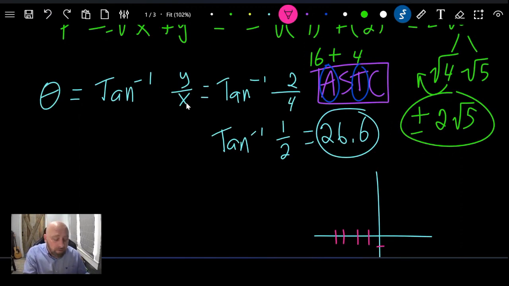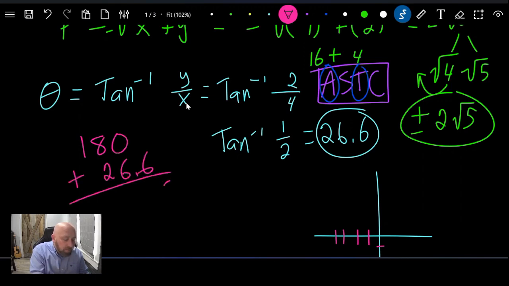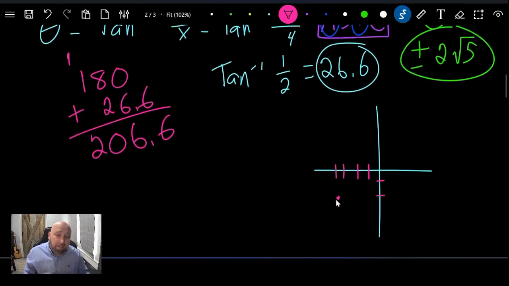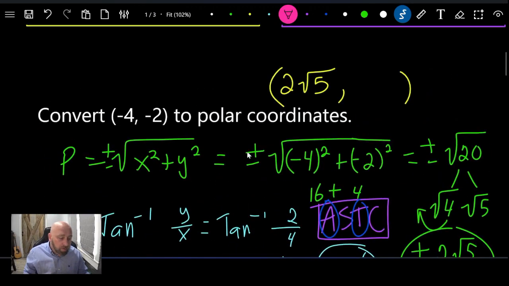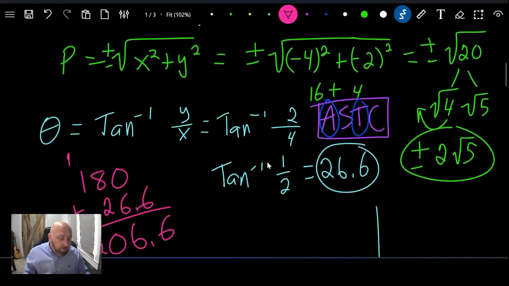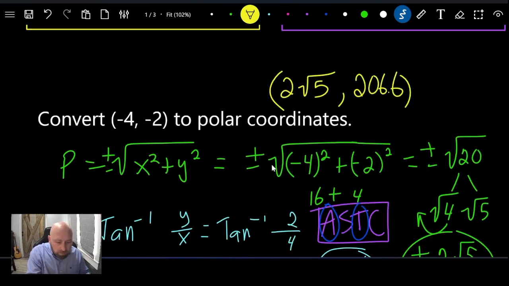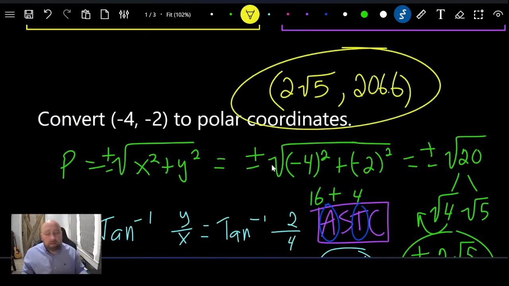How do we put it in the third quadrant? We put this into the third quadrant by adding it to 180. So 180 plus our 26.6 is going to give us 206.6. That puts it into the correct quadrant because, again, our original number, this right here, is in the third quadrant. So 206.6, and that would be the correct answer.